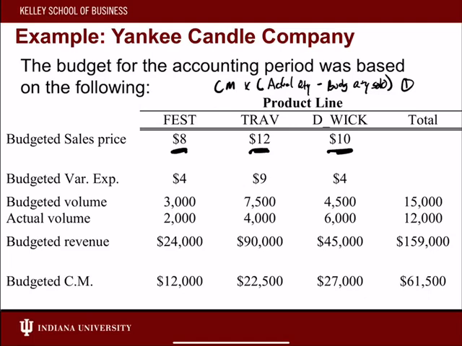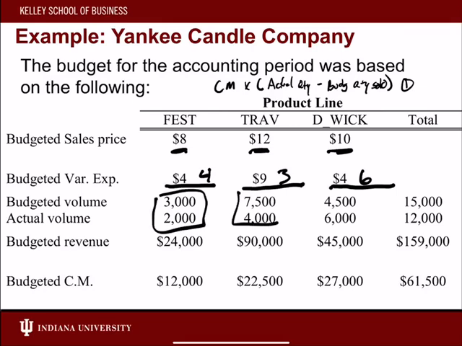So first thing we'd need to know is our contribution margin. So for festive candles, it's our $8 minus our $4 variable expense is $4. For our cool travel candles, it's $12 sales minus $9 variable costs. We have a $3 contribution margin. And for the double wick candles, $10 sales, $4 variable expense. We have a $6 contribution margin. And then here we have all our actual and budgeted sales quantities. So let's carry that forward and start the calculation.